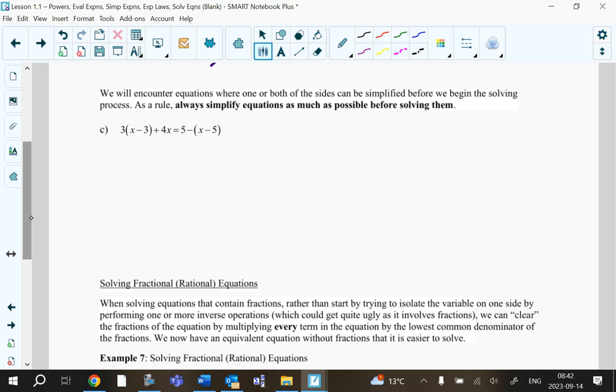So what could I do on the left side here to make things simpler? Get rid of the parentheses by multiplying everything inside by 3. So I get 3 times x is 3x minus 3 times 3, which is 9, and I still have a plus 4x. I can also get rid of the parentheses on the right-hand side by subtracting everything inside. So subtract x, subtract negative 5, which becomes positive 5.